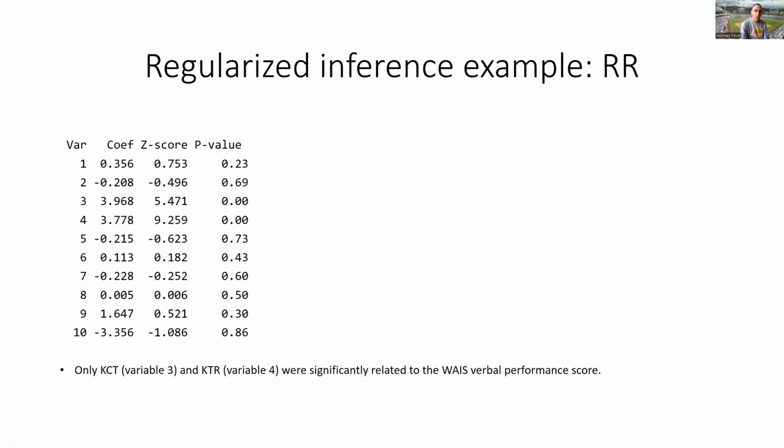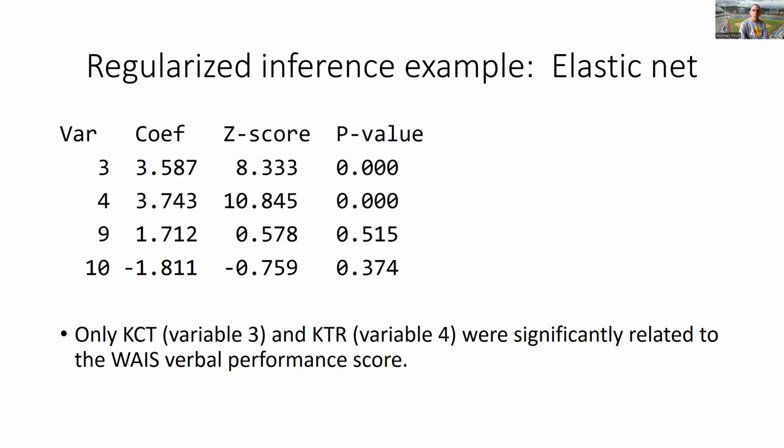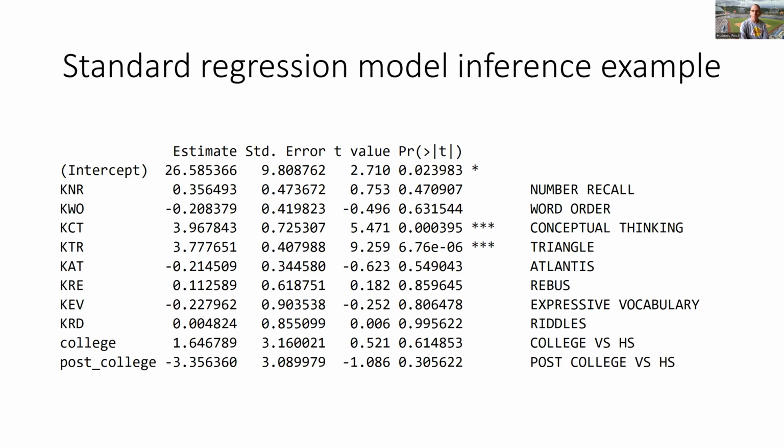Here we have the ridge regression results, and we get pretty similar findings, right? Remember, we had values for all the slopes, though they were reduced from the original regression. But notice that the only two that are statistically significant are, again, variables 3 and 4, which are KCT and KTR. So they're the only ones that we would say are significantly related to the verbal score. And then the elastic net, very similar story, right? And then here's the standard regression. And in this case, we get pretty similar results to what we got from the standard regression model.